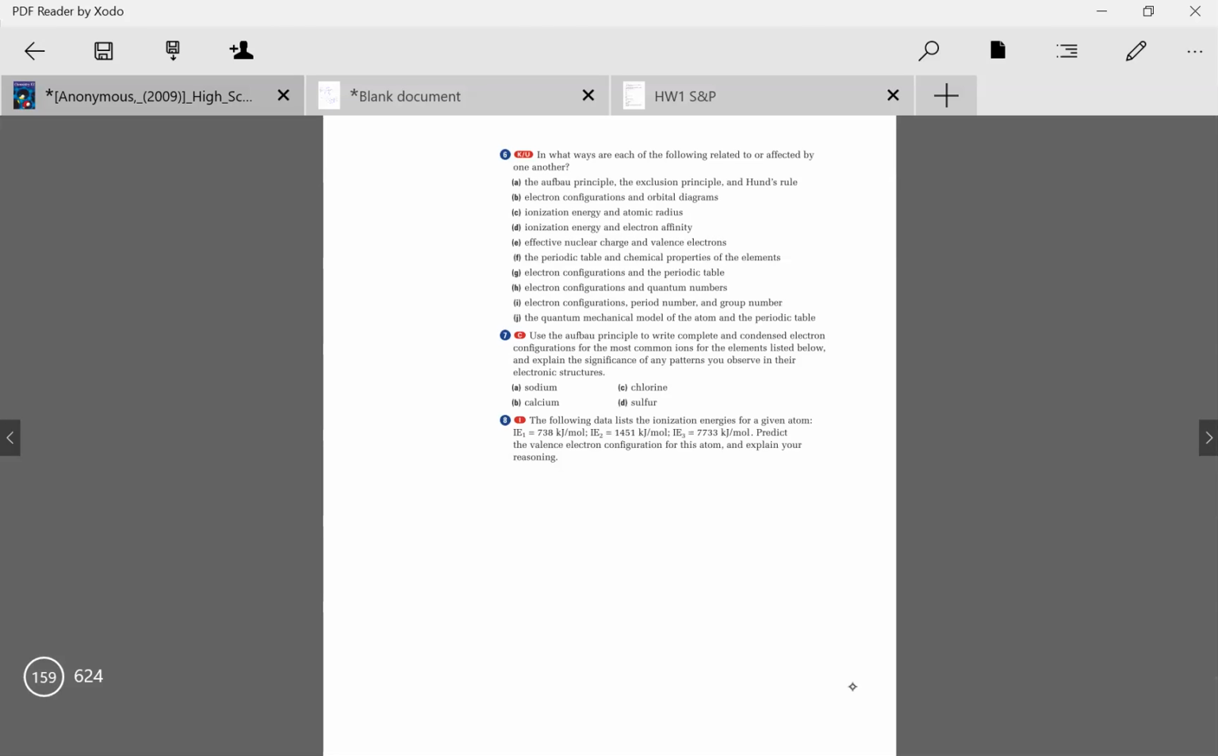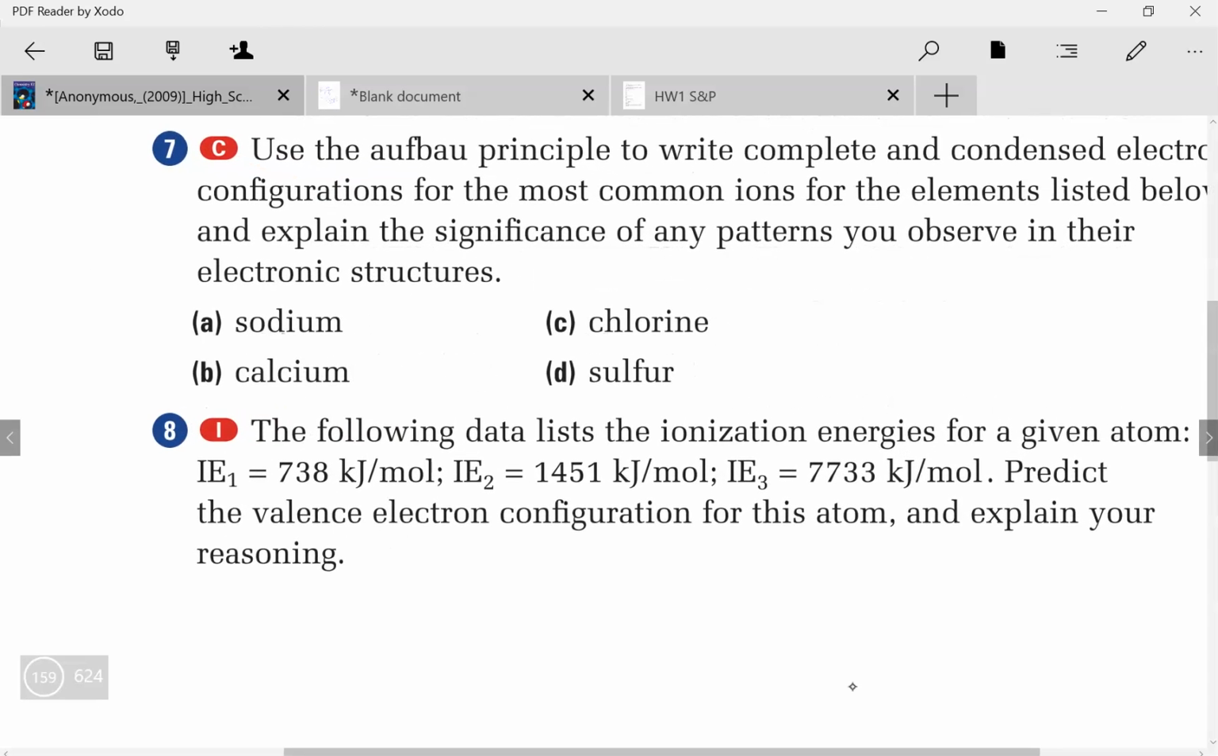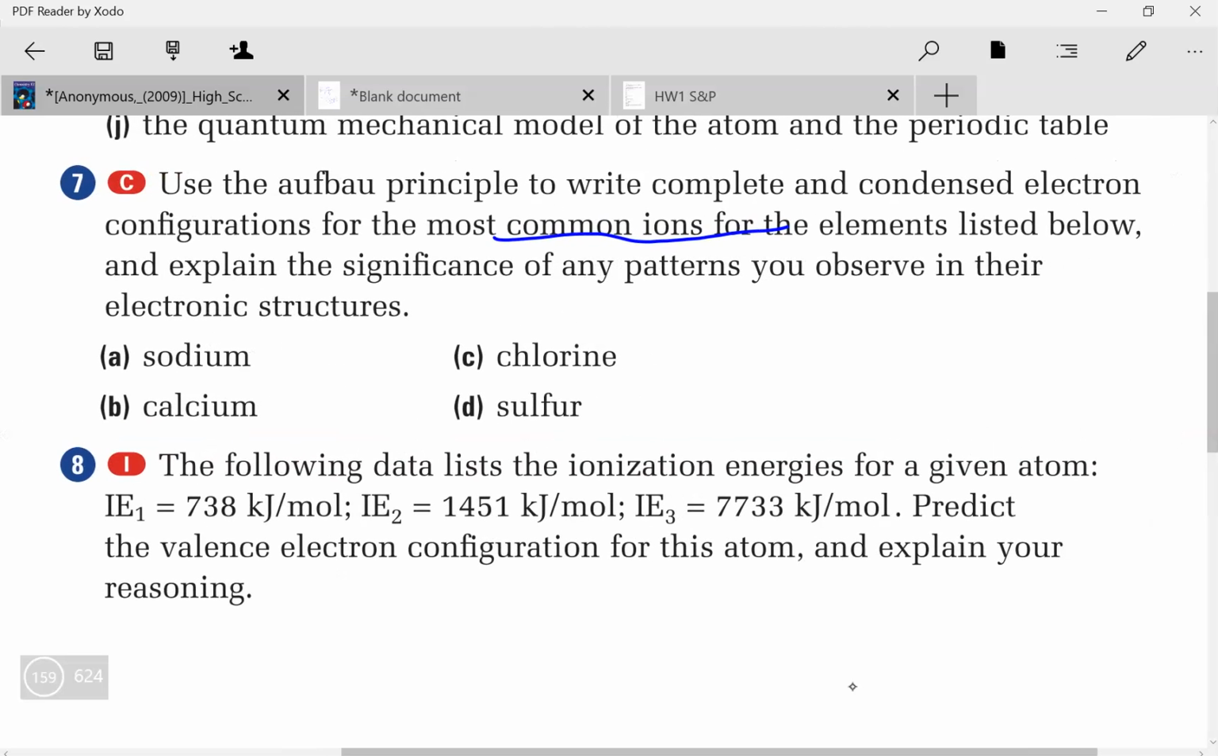Okay, we can try question number 7. So the most common ions for the elements. So we'll practice writing ion electronic configurations.